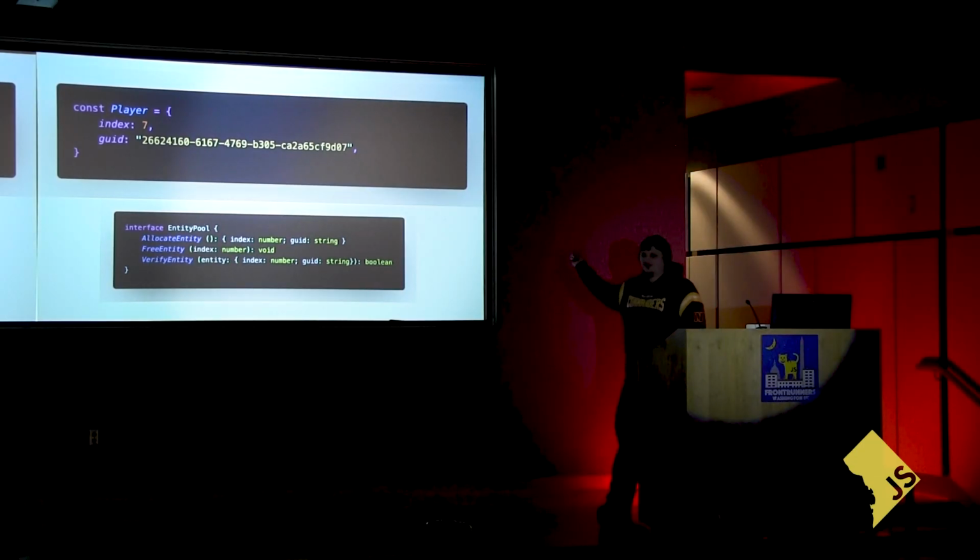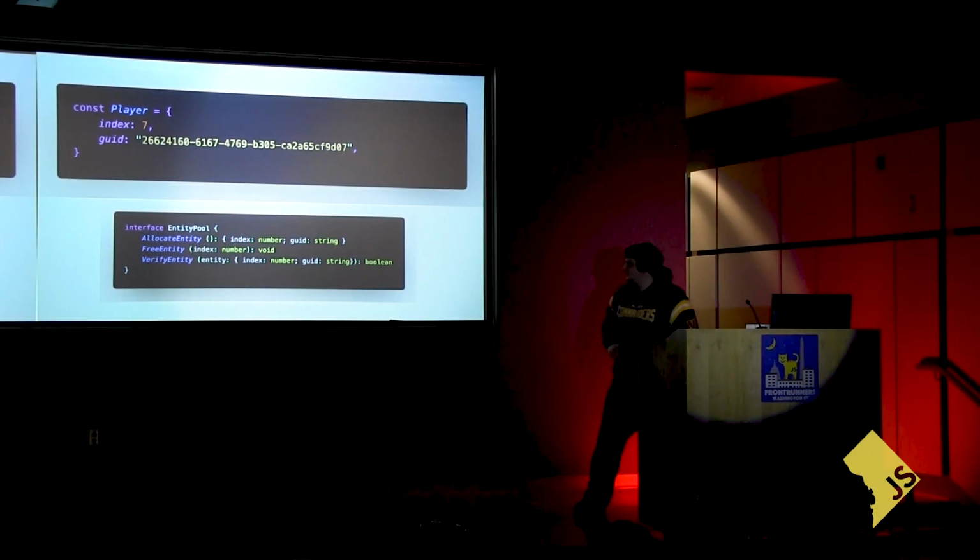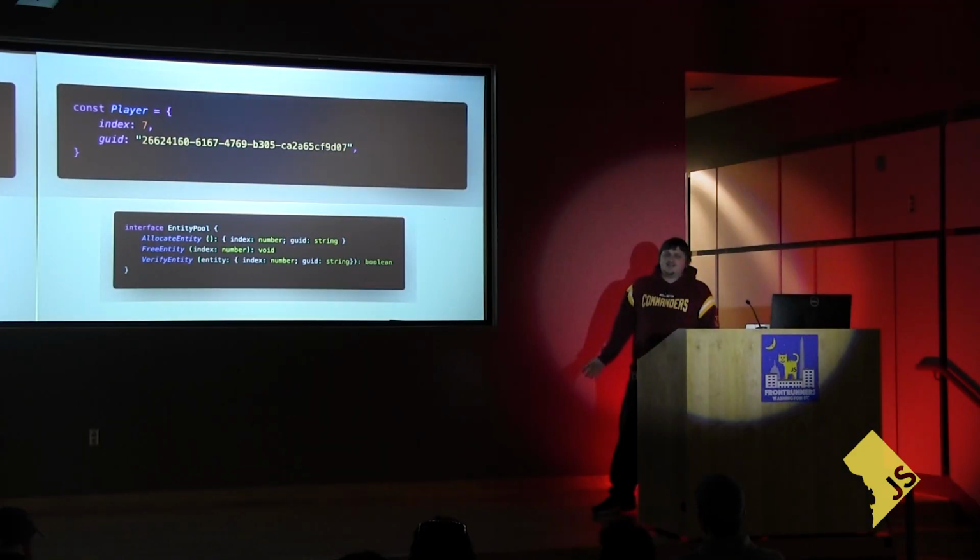And then the last is verify entity, because your pool can also map which indexes align with the GUID that was given out. So when your pool allocates an entity, it generates a GUID, and then it says entity 7 needs to have this GUID. If not, it's an imposter. So now we can verify entities. You'll usually just need some kind of mechanism like this.